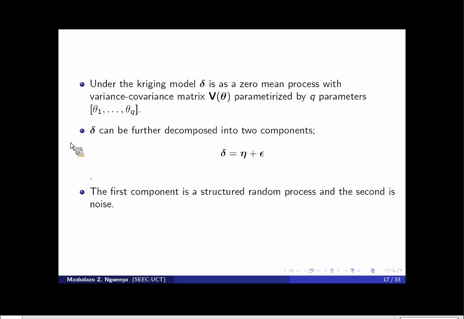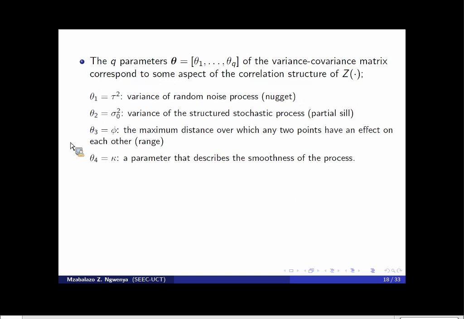We also note that our stochastic component can be further decomposed into two parts. So we're saying this is the random part of our process, and we can decompose that random part further into two components. The first component here is telling you about the structured variation of your process over the domain, and your epsilon there is basically random noise. Okay, so it's just a random process with no structure to it.